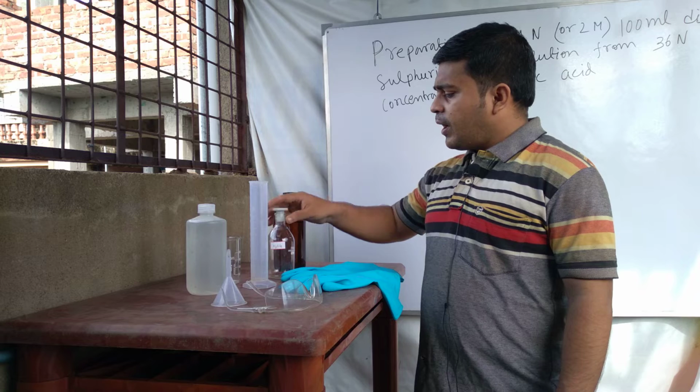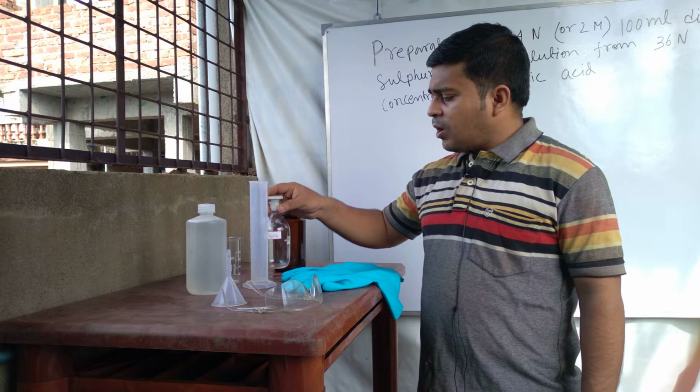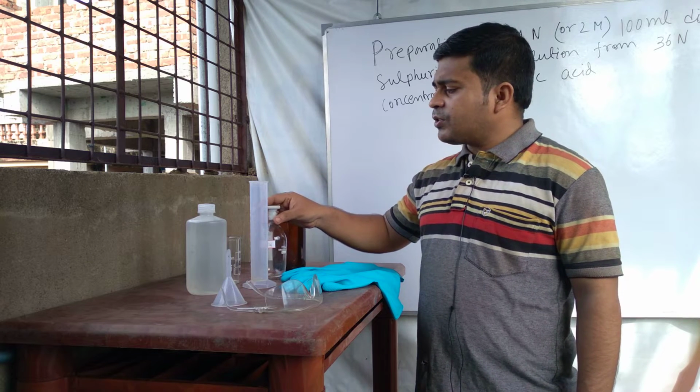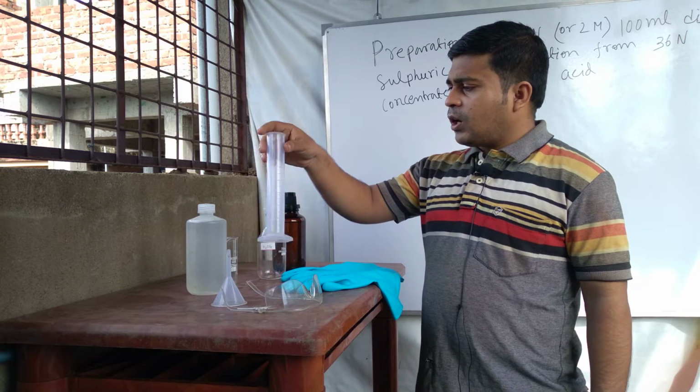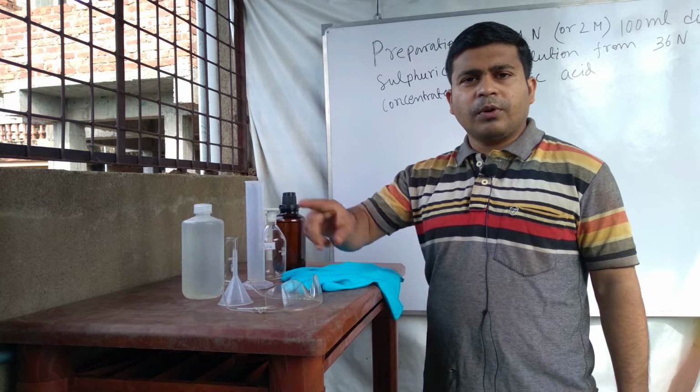This is the reagent bottle where I make the 100 ml solution of sulfuric acid from the concentrated sulfuric acid. This is a beaker, and this is a measuring cylinder, and this is distilled water, and this funnel.